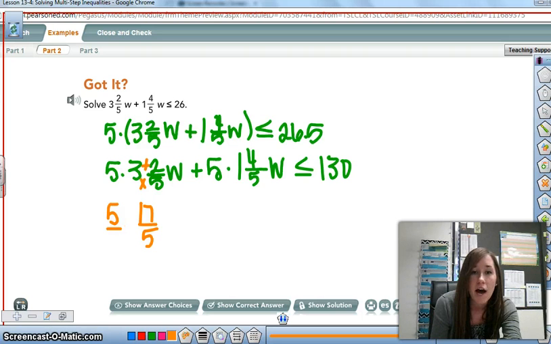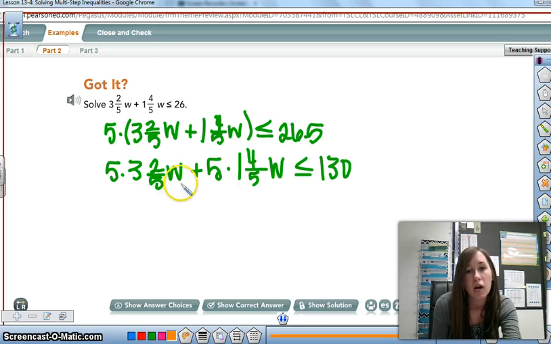We can do 5 times 3 and 2 fifths by really just multiplying the whole number part first and then the fraction part. When we have 3 and 2 fifths, the mixed number, it's really 3.